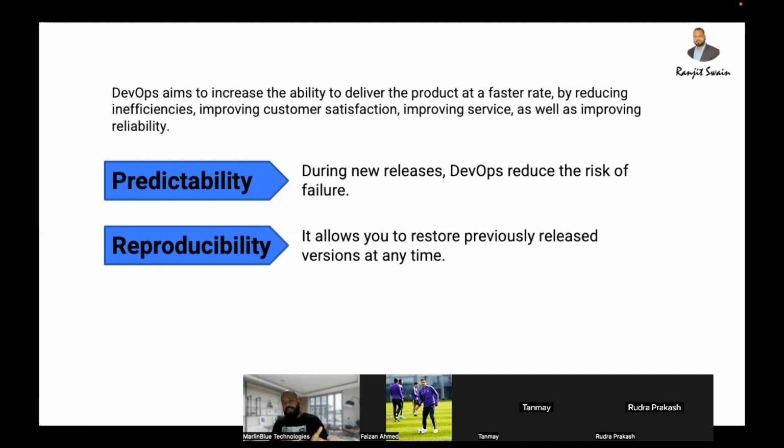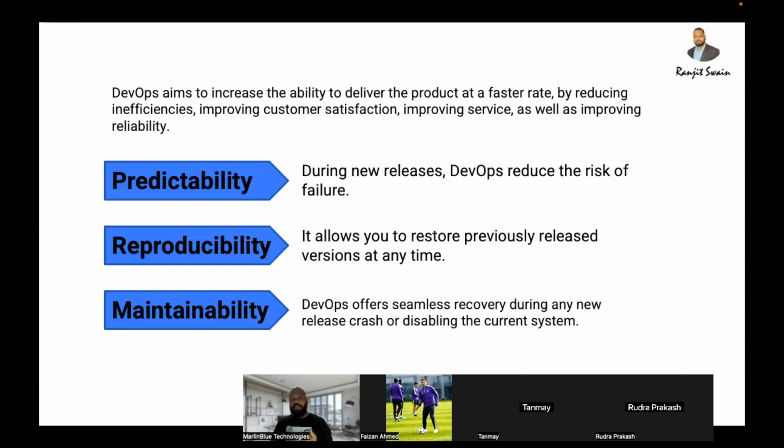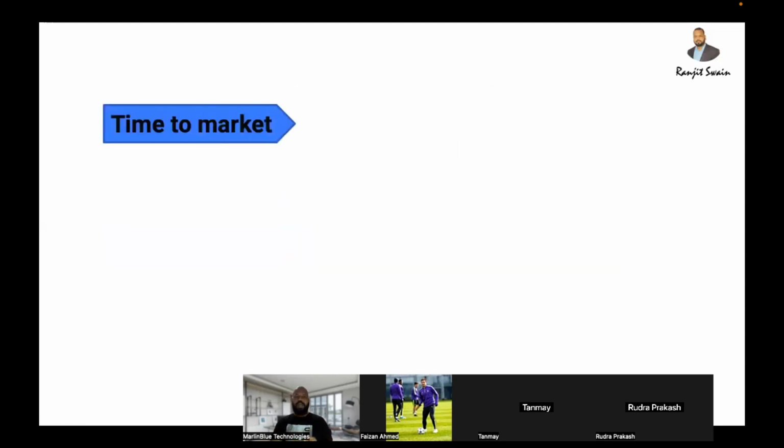But with DevOps, that downtime can be eliminated, right? That can be done continuously. So during a release, if you feel anything is a problem or mismatched, and you have to roll back to the previous version, you can do that immediately. That is the reproducibility. Maintainability: maintainability means DevOps offers seamless recovery during any new release crash. Reproducibility and maintainability, we discussed both.